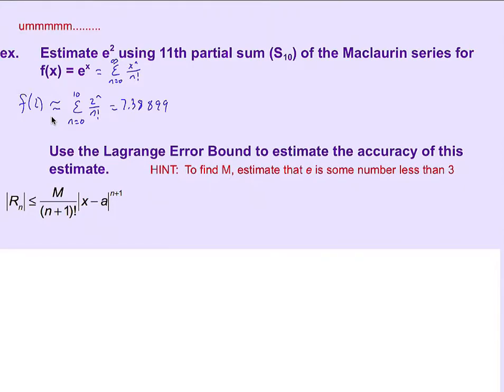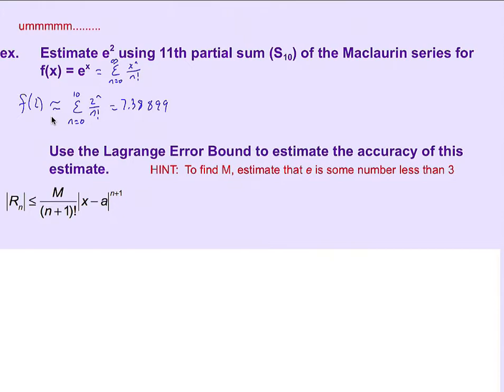Now, the reason we're doing this is because e is an irrational number that I can't exactly raise to the second power by hand. And so when I talk about the derivatives of e, I'm going to have to face that. We'll deal with that in just a second.